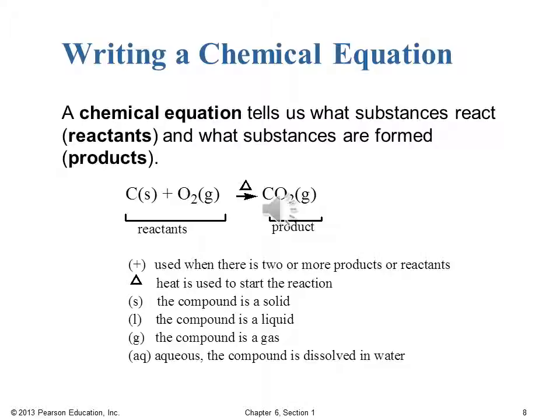Now that we've talked a fair deal about chemical reactions, let's talk about how we write these, writing chemical equations. And a chemical equation, of course, tells us what substances react, the reactants as we call them, and what substances are formed, the products as we call them. So now you're going to start to write these things and talk about these things like a chemist would. So if we look at this reaction, we have solid carbon, probably charcoal would be one form, plus oxygen gas.